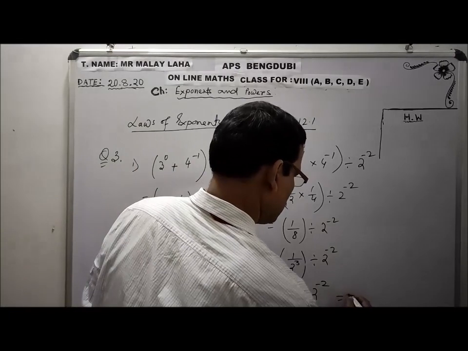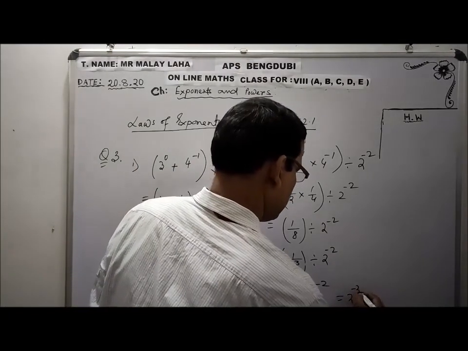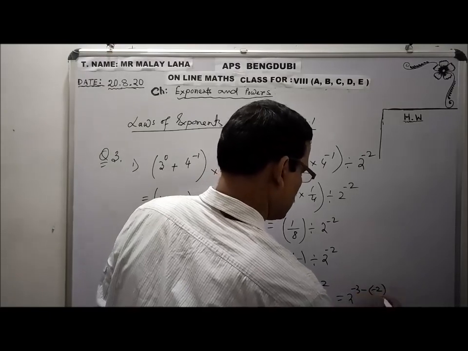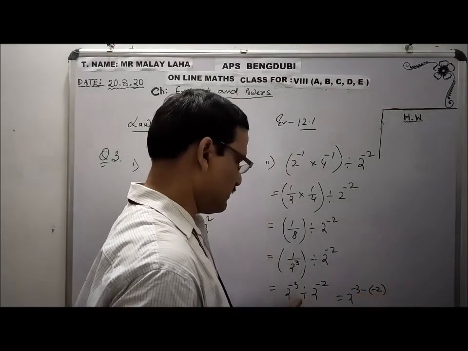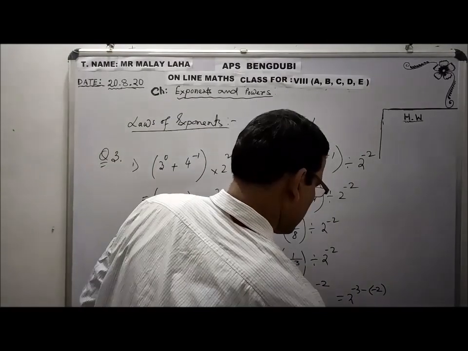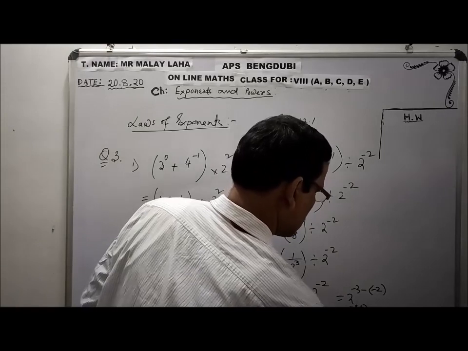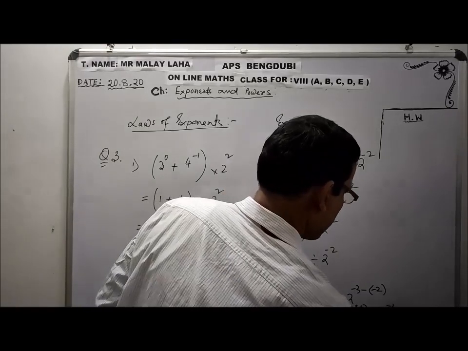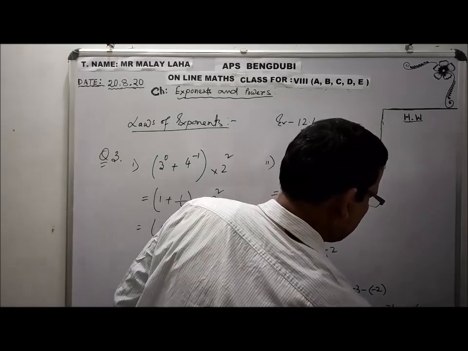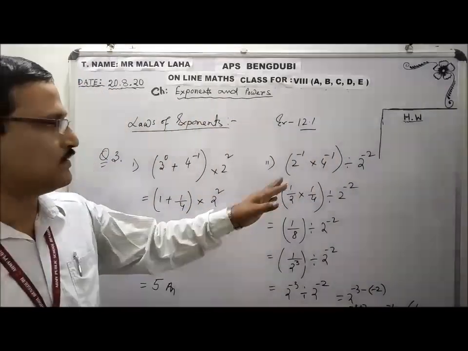So that means 2 raised to minus 3 minus 2. Minus is for the division instruction and minus 2 is the power. So 2 raised to minus 3 plus 2 is equal to 2 raised to minus 1, which equals 1 by 2. Answer. Very interesting question.